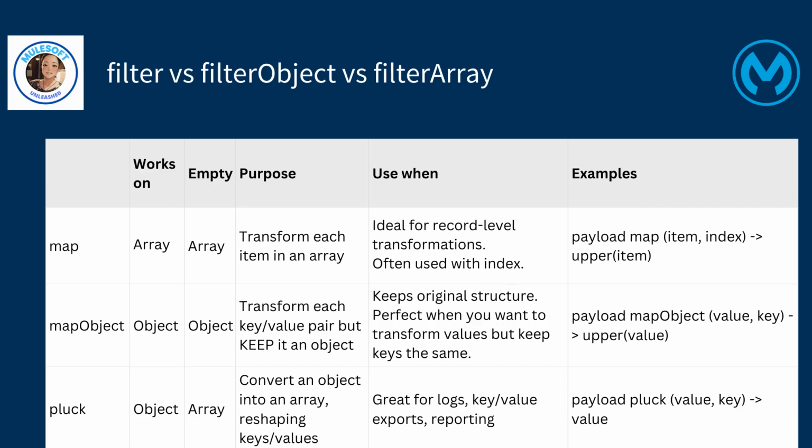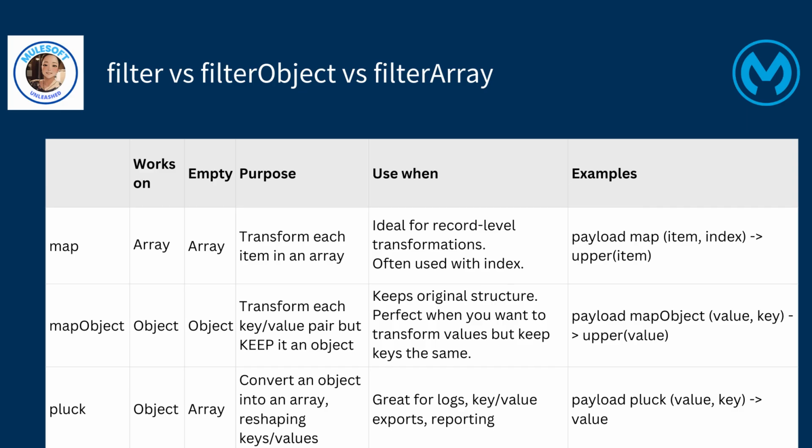Next, map. Map is your go-to for arrays. It iterates through each element and transforms. Finally, pluck. Pluck is a hybrid. It works on objects, but instead of keeping the same keys, it converts each key value pair into an array of objects with key and value fields. This is especially handy when you want to flatten an object into a list or process it like an array. Using mapObject, map, and pluck effectively can make your JSON transformations clean, readable, and efficient.